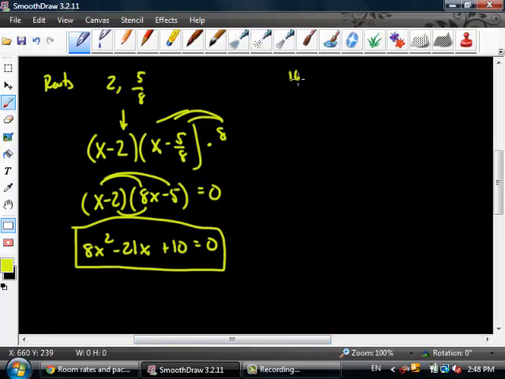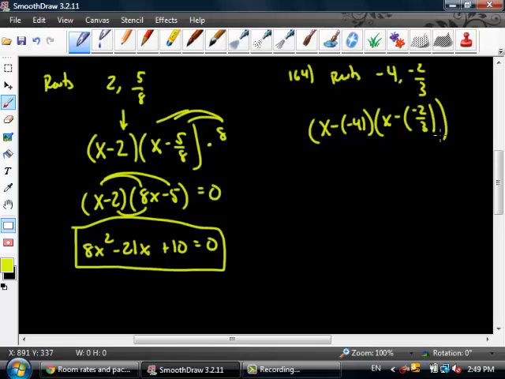Okay, 164. The roots are -4, -2/3. Anyone want to dare set this one up? Yael. -2/3, right? Yeah. Okay, so let's just go and simplify this.